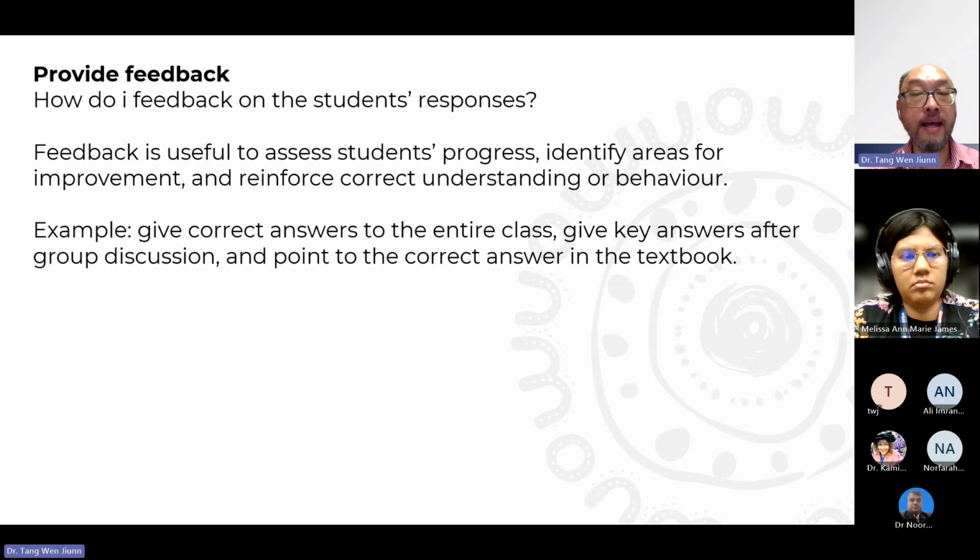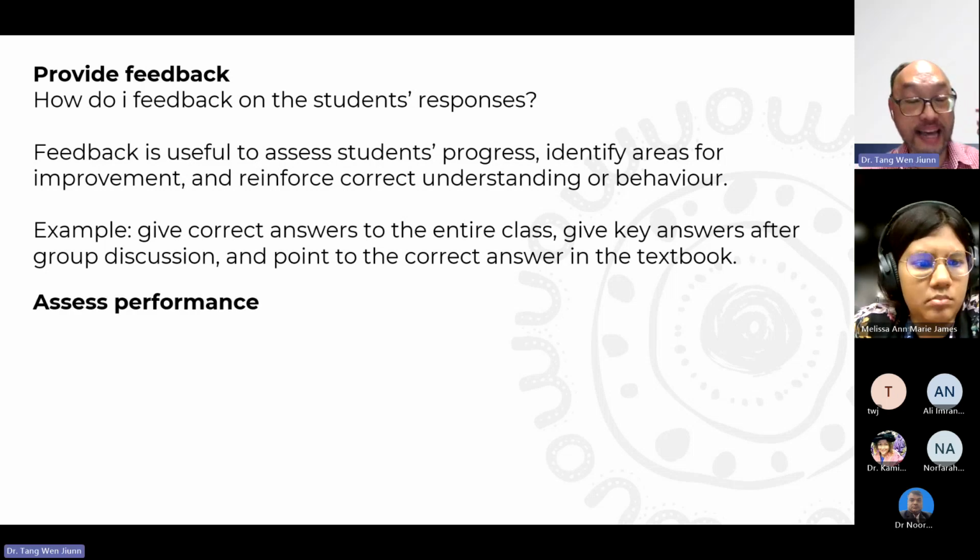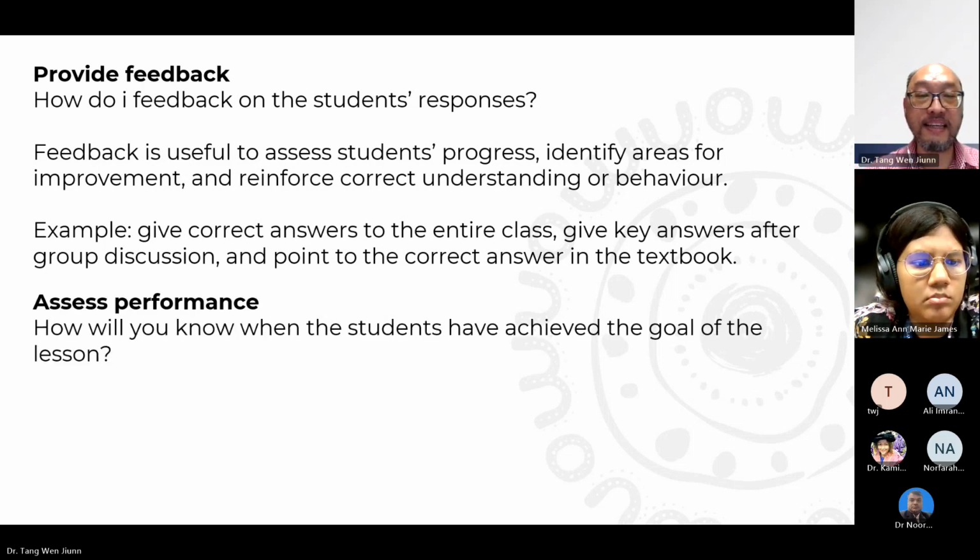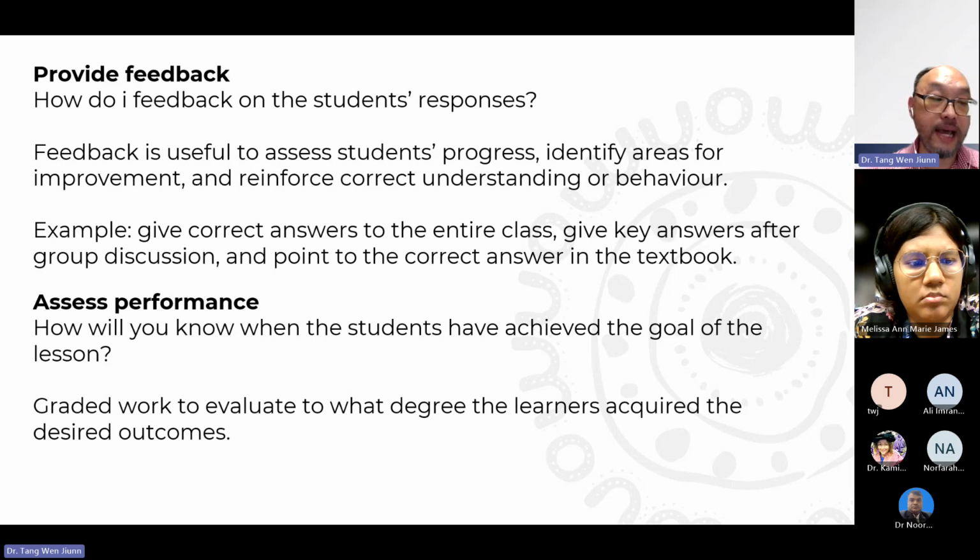From the feedback, if we see they still have issues, maybe we'll go back to the place where they have problems. If everything is okay, then we will assess the performance. Assess performance is how you will know when the students have achieved the goals. This is where we give them work. It can be a graded assignment or just homework, as long as we mark those works. That's how we assess their performance.